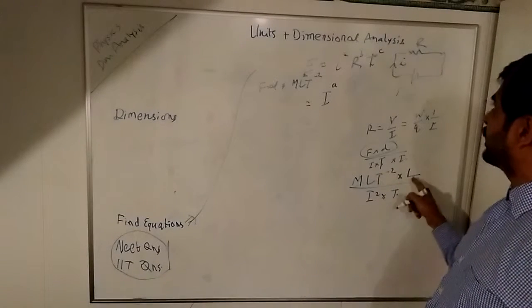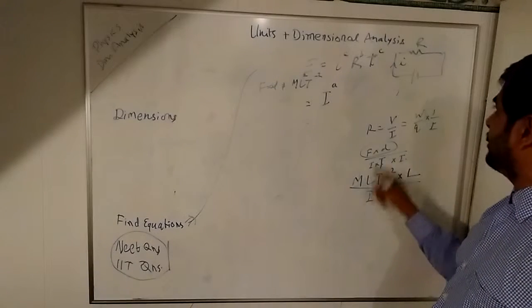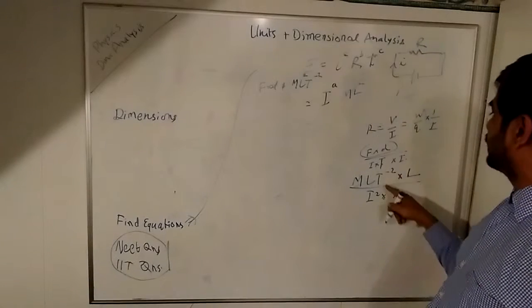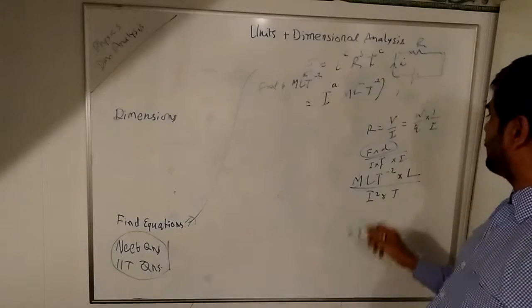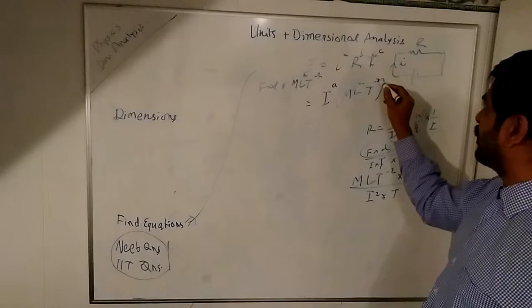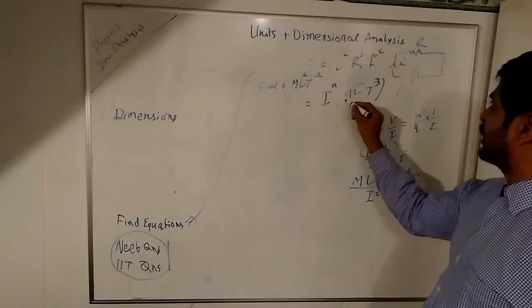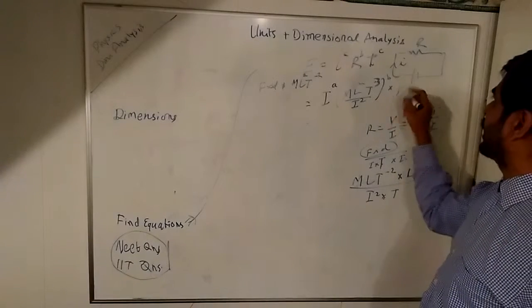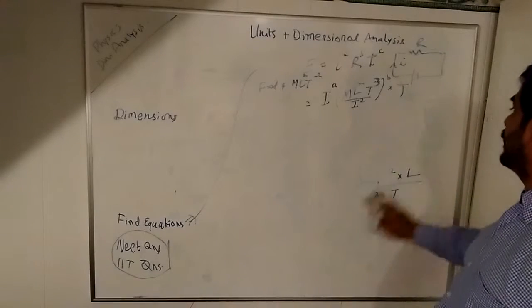And now this whole thing goes up: m L into L is L square, t to the power minus 2, divided by I square into t, so t cancels, and the t to the power of minus 3 here, and then I square to the power whole to the power b, multiplied by this time t. Now let's equate the whole equation.